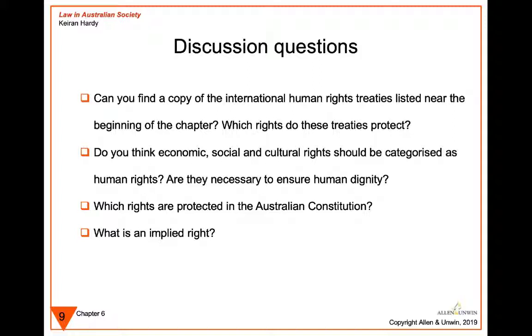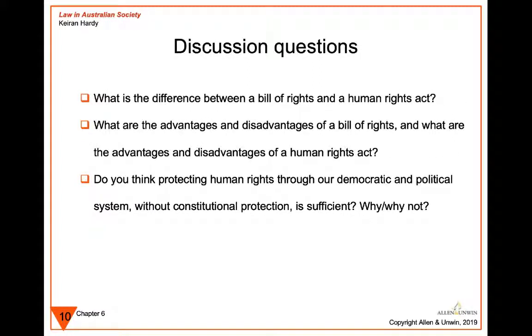And what is an implied right? What is the difference between a Bill of Rights and a Human Rights Act? What are the advantages and disadvantages of the first model compared to the second? And do you think protecting human rights through our democratic and political system without constitutional protection is sufficient?